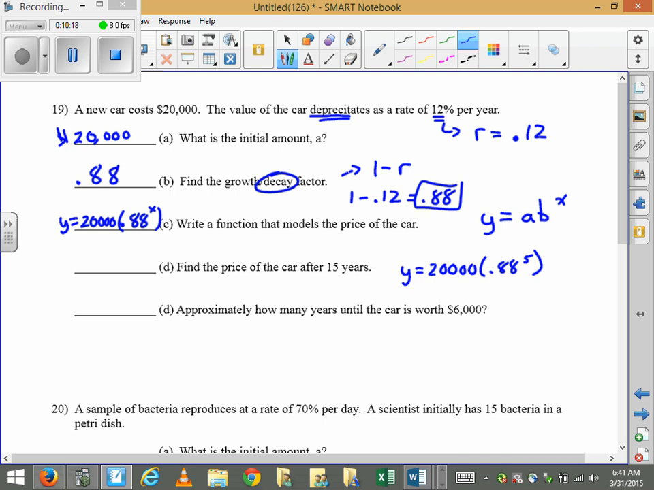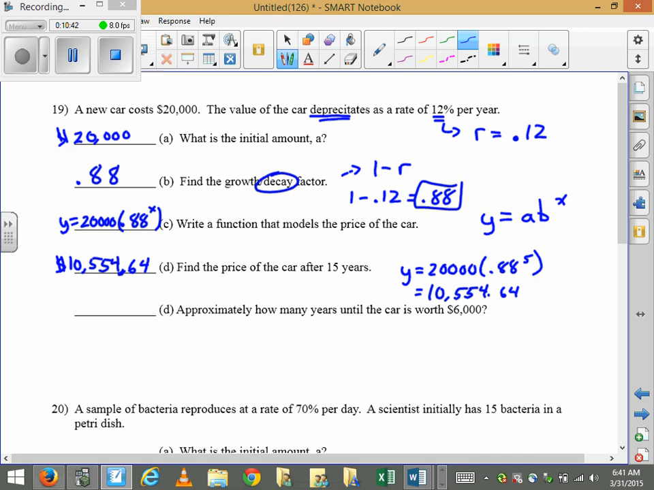So take your calculator. Just be careful that you type everything in. You have enough zeros. And so what that will give us, $10,554, and then we'll call it 64 cents. So the car is worth $10,554 and 64 cents after 15 years. Approximately how many years until the car is worth 6,000?